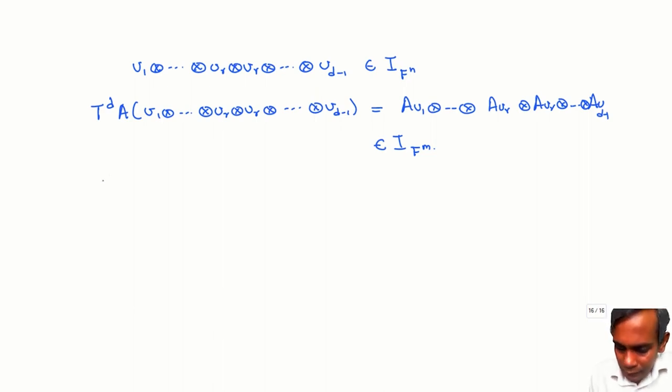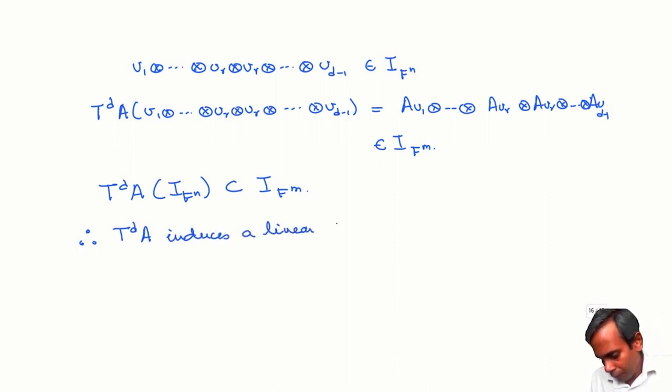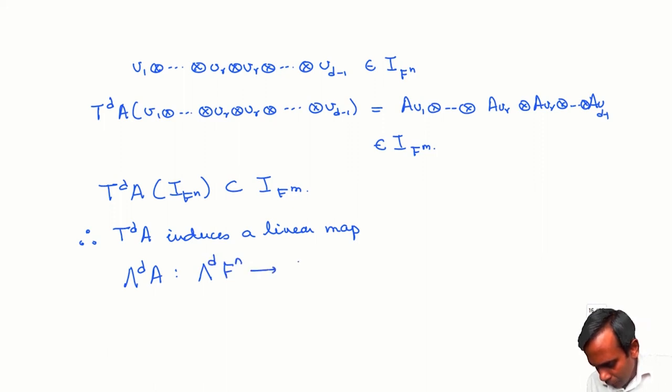So what we have is that T^d A takes I(F^n) to I(F^m). And therefore, T^d A induces a linear map, which I'll denote by wedge^d A, from T^d F^n mod I(F^n) to T^d F^m mod I(F^m). So this is a map from wedge^d F^n to wedge^d F^m. So what we've seen is that every matrix also induces a linear map on the exterior algebra.